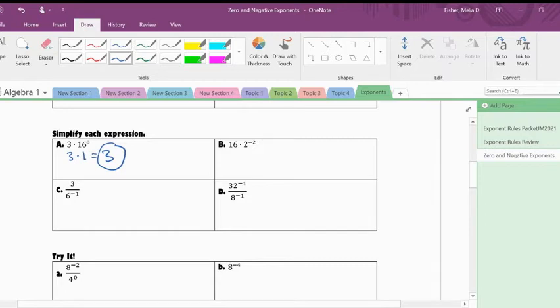16 times 2 to the negative 2 is really going to equal 16 times 1 over 2 squared, which is 16 over 4. Let's go ahead and put that 16 over 1 so we can see it as a fraction times a fraction, over 1 to the 4th. We can reduce before we multiply because 4 goes into 4 once and 4 goes into 16 4 times, and so 4 times 1 is 4 over 1 times 1, and so our final answer is 4.